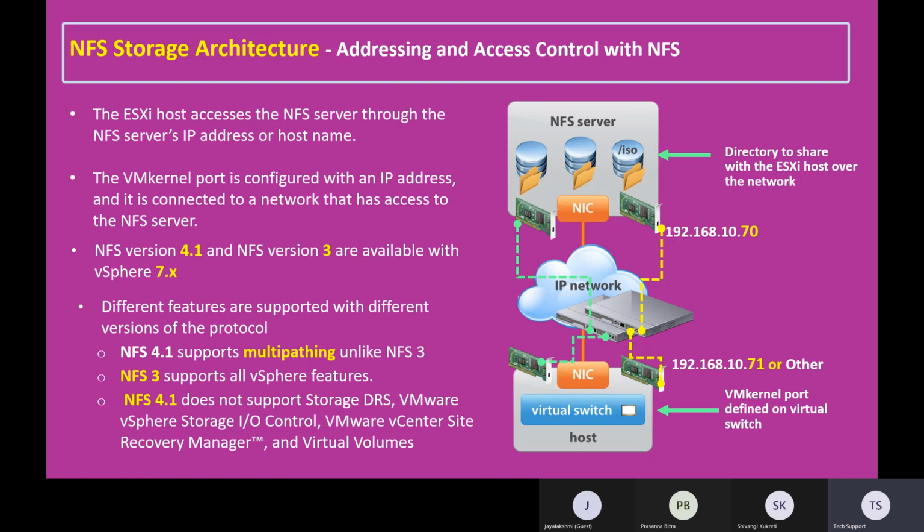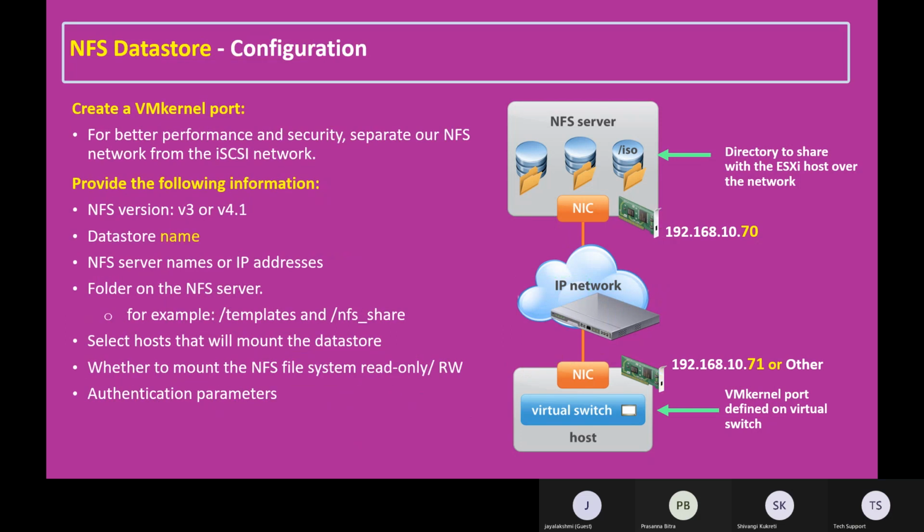Now I'm going to show you the NFS datastore configuration, and how the configuration works in a real-time scenario. These are the usual configuration steps. If you want to configure an NFS datastore, as I mentioned, we need to create a VMkernel port for better performance and security. Separate your NFS network from the iSCSI network. If you have an iSCSI network, better not to use the same VMkernel port group. Always maintain two VMkernel port groups: one dedicated to NFS and another dedicated to the iSCSI network, mainly for better performance. And provide the following information.